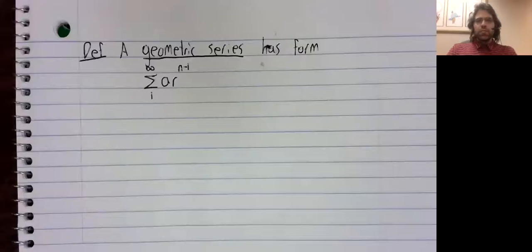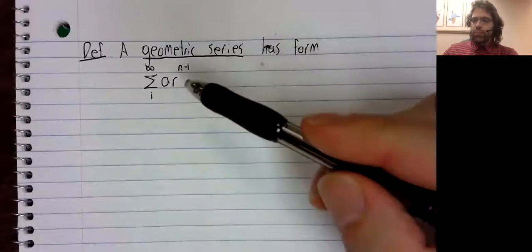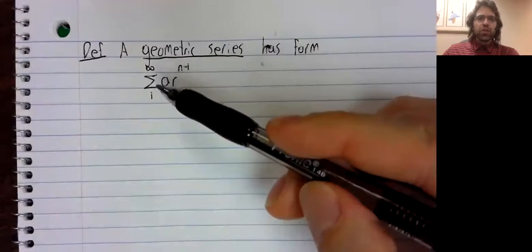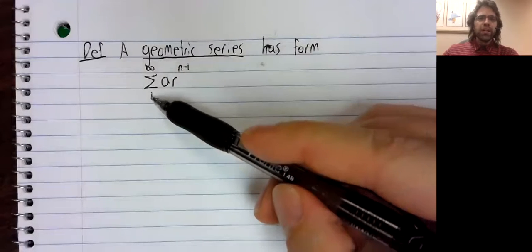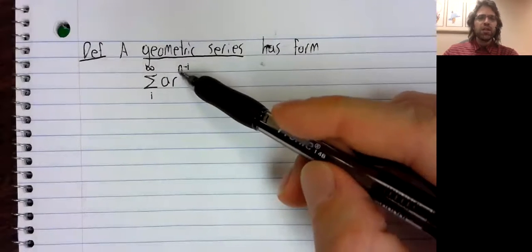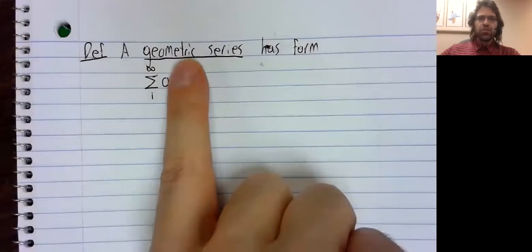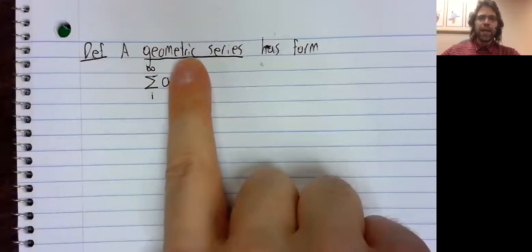Let's look at a special kind of series called a geometric series. A geometric series has the following form. You see this n minus 1. You stick 1 in there, this becomes 0.